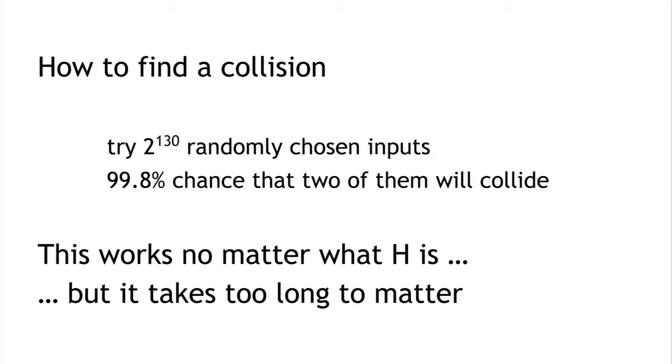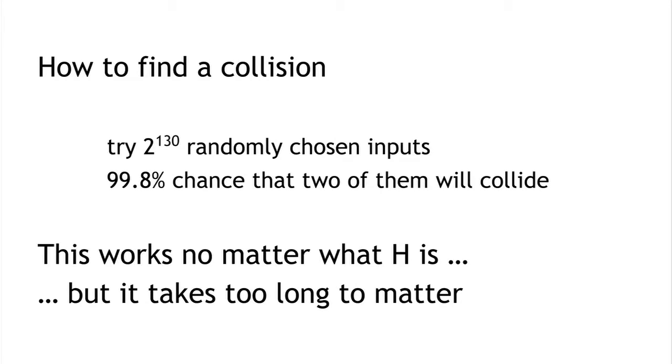You have to compute the hash function 2 to the 130 times. And that's, of course, an astronomical number. This method works no matter which hash function we're using. There's still a 99.8% probability that this works, and if it doesn't work, just try it again. It'll probably work the next time. But this doesn't really matter. And the reason it doesn't really matter is that this procedure takes 2 to the 130 steps in order to get to that high probability.